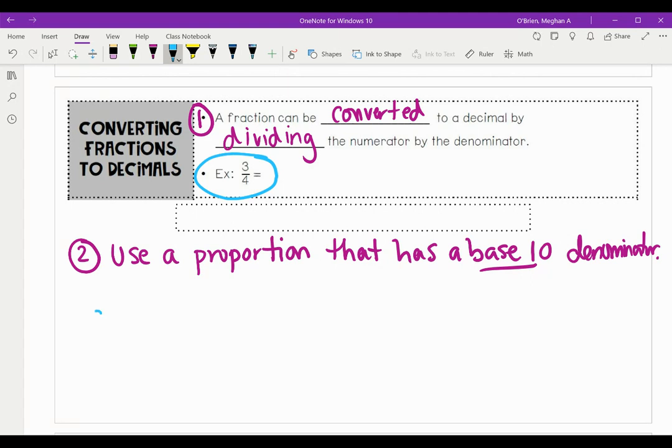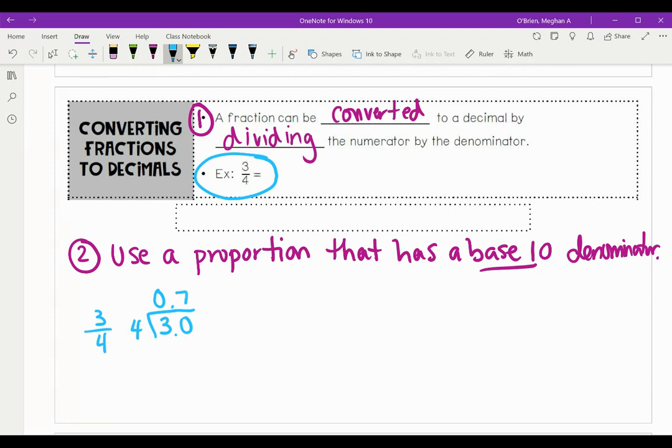3/4, I could go ahead and do the long division. 3 divided by 4, the numerator is the dividend. And let's see, it's not a whole number. 4 can't go into 3 a whole amount of times, a whole group amount of times.